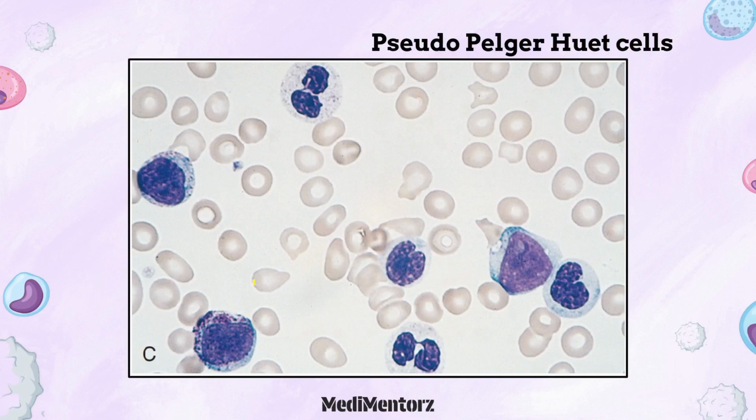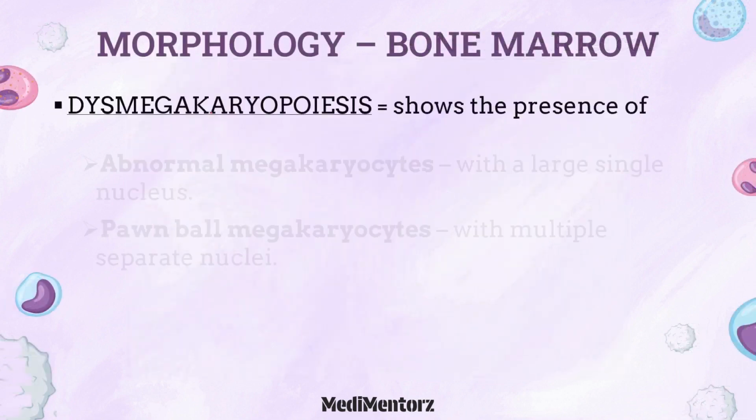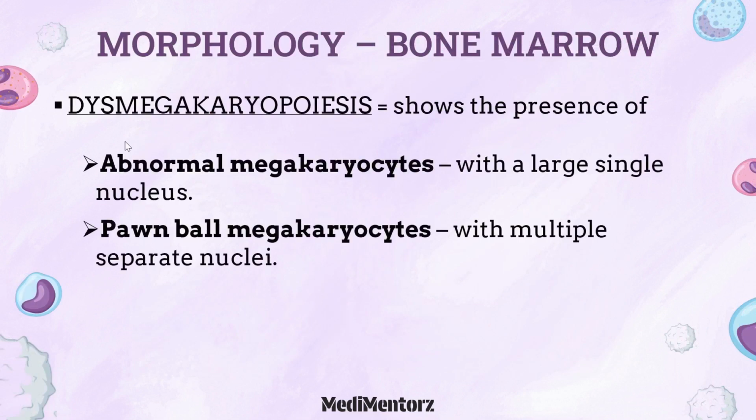And in this picture, you can appreciate presence of myeloid blast cells, and these cells are called the pseudo-Pelger-Huet cells, which are nothing but the hyposegmented neutrophils with only two nuclei. Next, the features of dysmegakaryopoiesis show presence of either abnormal megakaryocytes or pawn ball megakaryocytes. So abnormal megakaryocytes show cells with large single nucleus, whereas pawn ball megakaryocytes show cells with multiple and separate nuclei, which is the characteristic finding in dysmegakaryopoiesis.